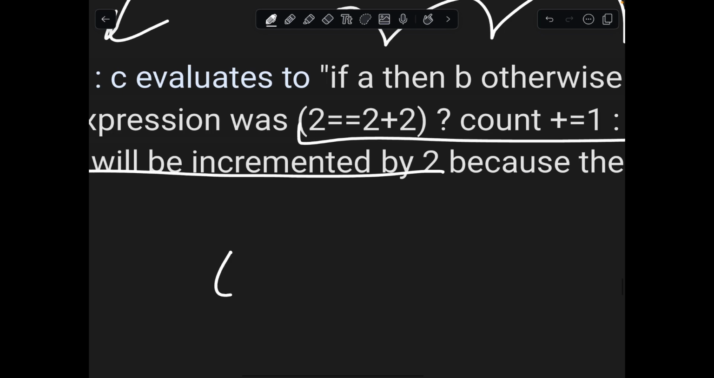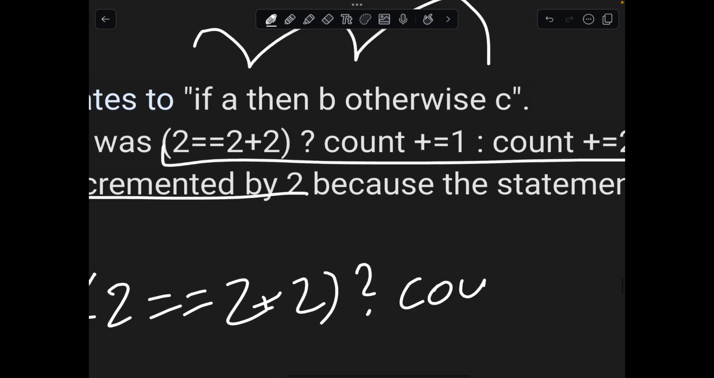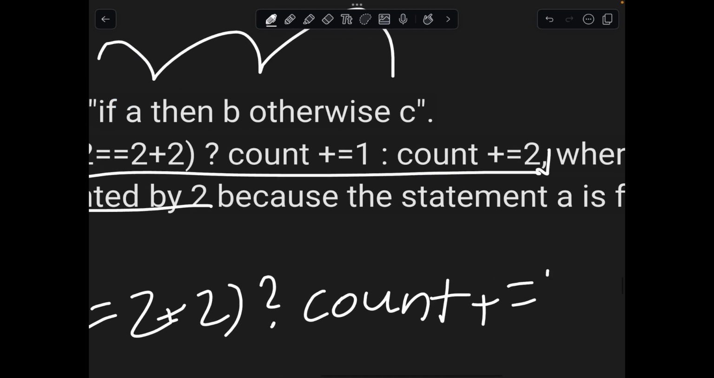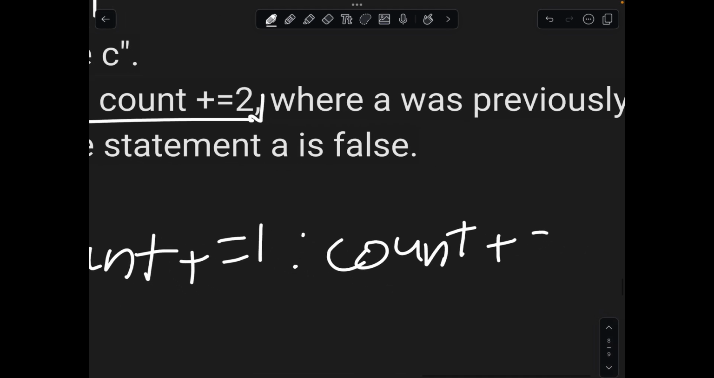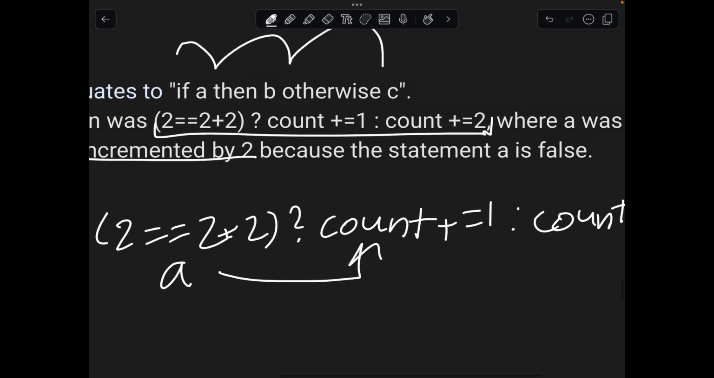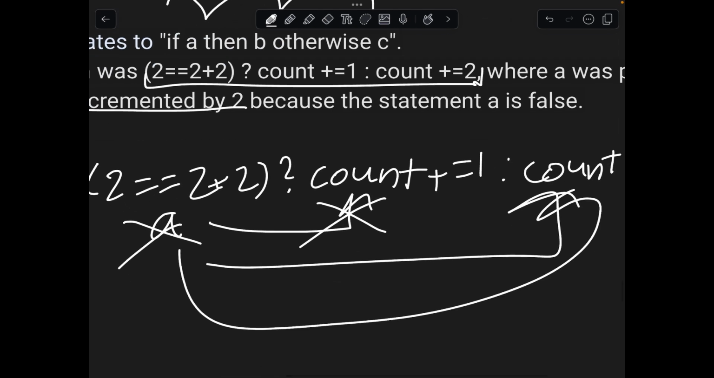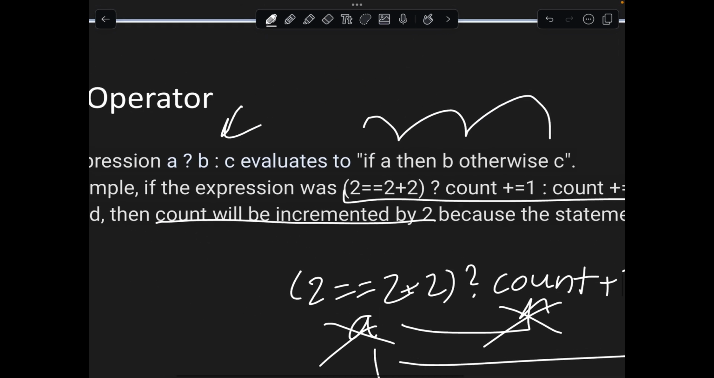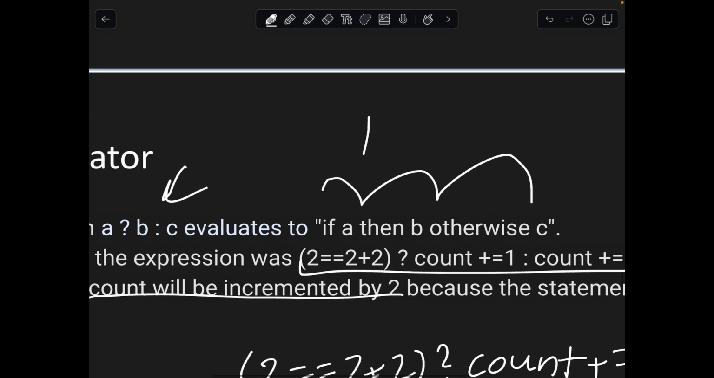That's because what this is saying is if 2 equals, remember that means if 2 is the same as 2 plus 2, count will increase by 1. Otherwise, count will increase by 2. Right? So, if A, then B, otherwise C. Because A is false, we don't go to B, and instead we go to C. So it would be incremented by 2. If A, then B, otherwise C. Another way of reading this: if A is true, then do B, otherwise do C.